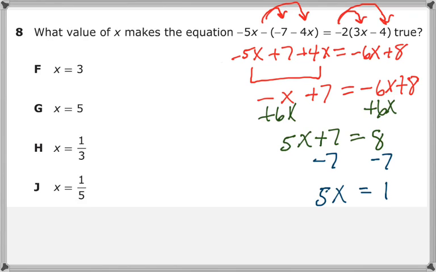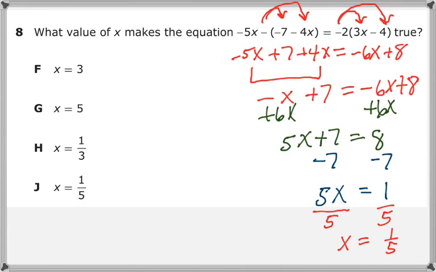So we have one final step, which is to divide by the coefficient of our variable x that we're trying to solve for. So let's go ahead and do that. We're going to divide both sides by 5. That's our coefficient of x, so divide both sides by 5. And we found out that x is going to equal 1/5.